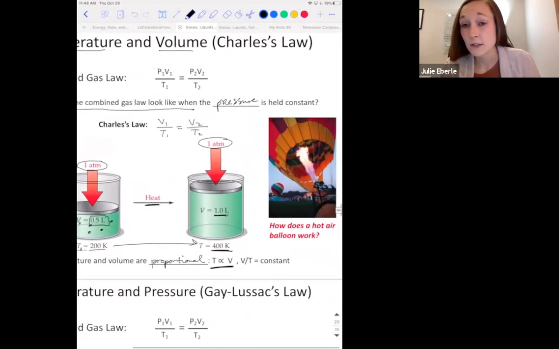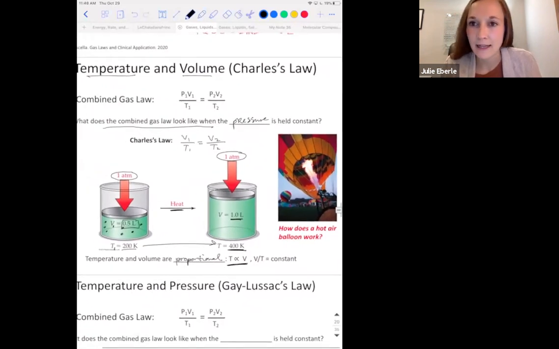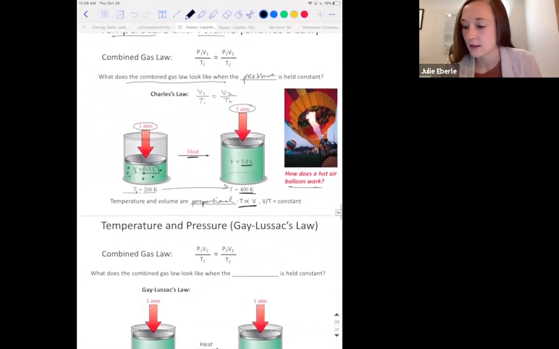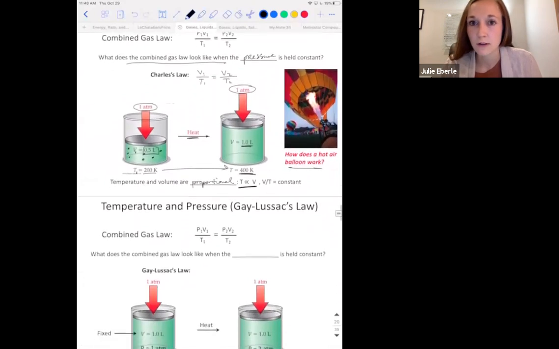And if you're curious, this is actually how hot air balloons work. I'm looking at our time here and trying to be mindful of that, so I'm not going to get into that exactly, but this is explained really well in your book. And I just think it's a great example of understanding Charles' law. So I encourage you to go read about it in the section corresponding to Charles' law. Any questions on Charles' law?